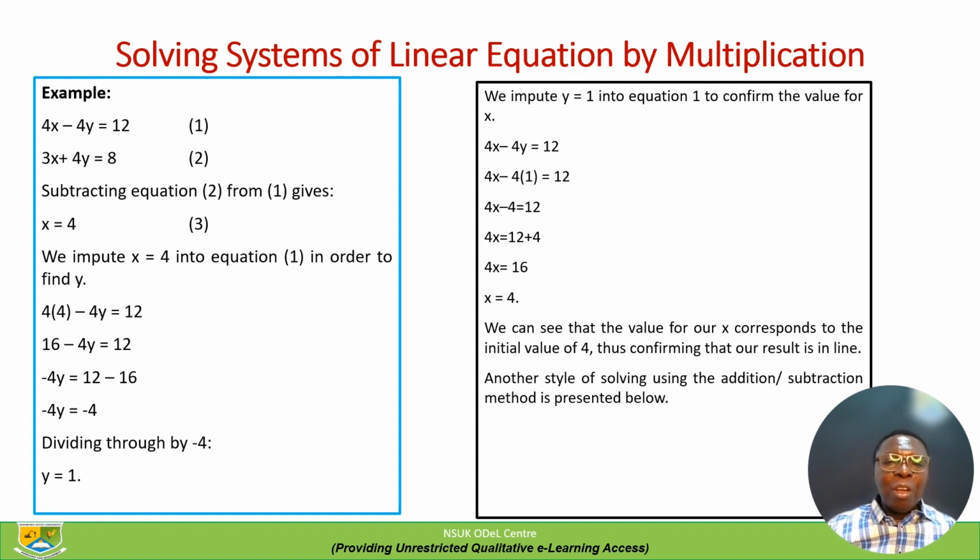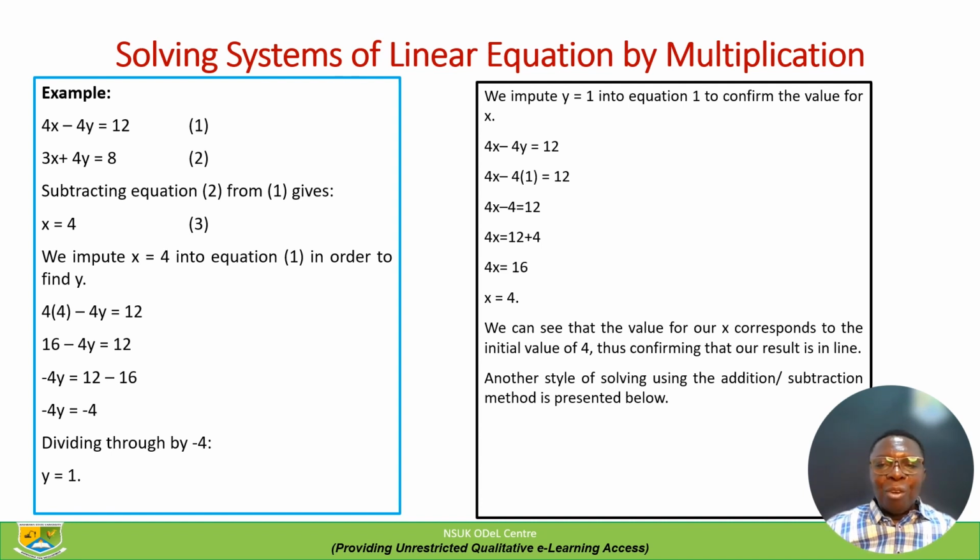Here we now say 4x minus 4 equals 12. You collect the like terms, 4x equals 12 plus 4, which will be 16. So 4x equals 16. Then x will be 16 divided by 4, which will give you 4. So x is 4. You can see that the value for our x corresponds to the initial value of 4, thus confirming that our result is in line.